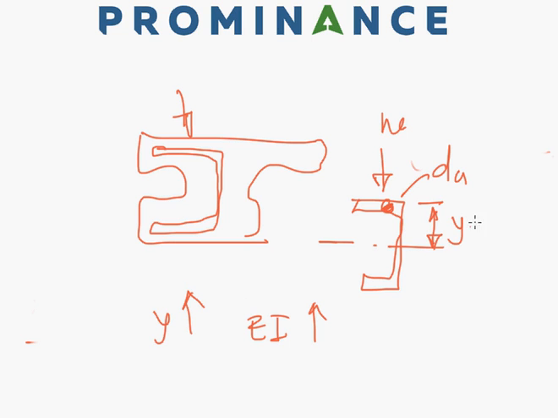Since my E value is a material constant, I have only a chance to increase the I value of this particular section. So the higher the I, the better is the flexural strength of a window.